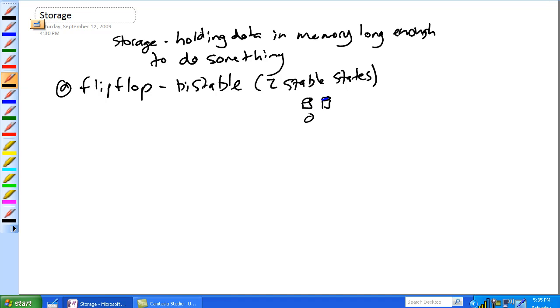This one that's empty has got a zero in it. This one that's high, that's full, has got a one. So either a low or a high. So now, B: registers, combos.